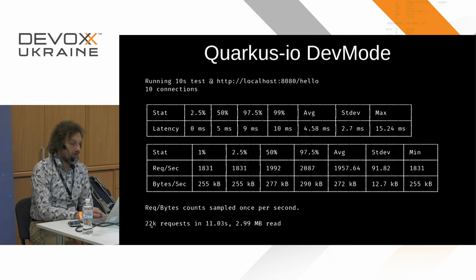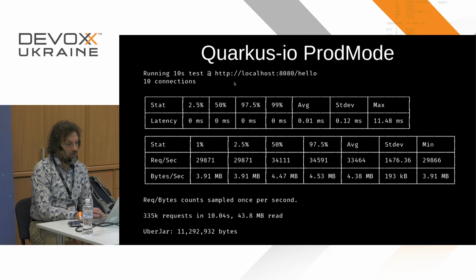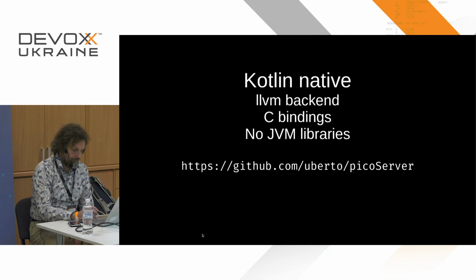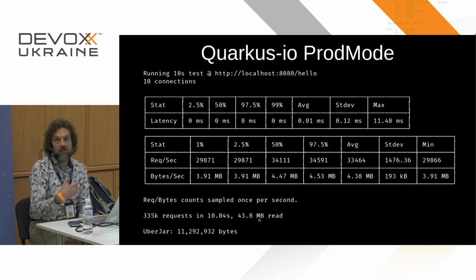Dev mode is 20K requests and a few milliseconds of lagging. The prod mode with the Uberjar is 300K requests in 10 seconds. So 30K requests per second. The latency is very good, but of course the Uberjar is 10 megabyte, but also you need the whole JVM deployed.